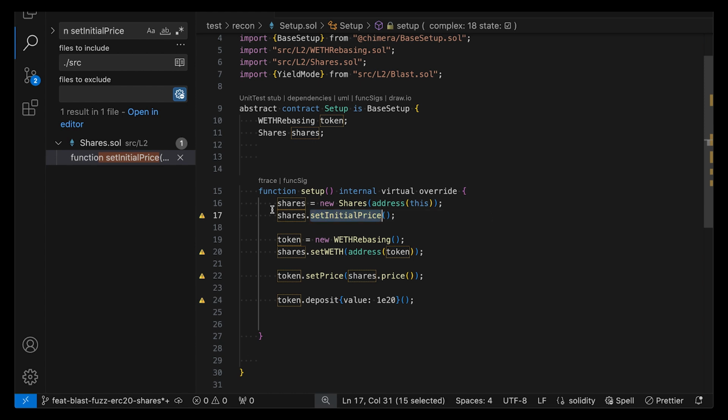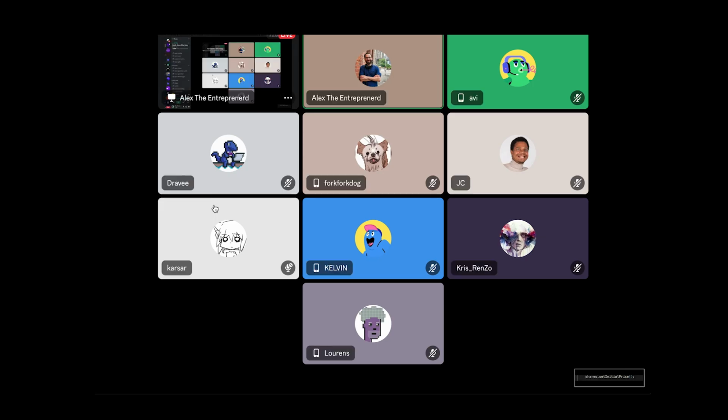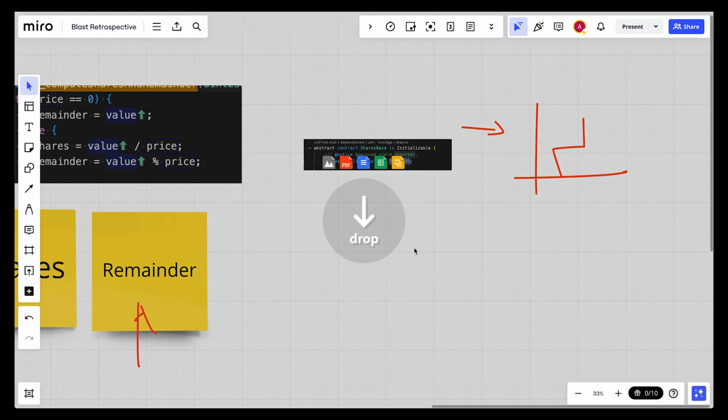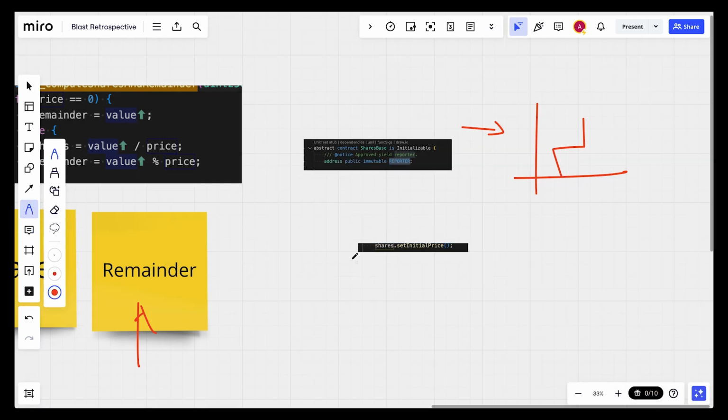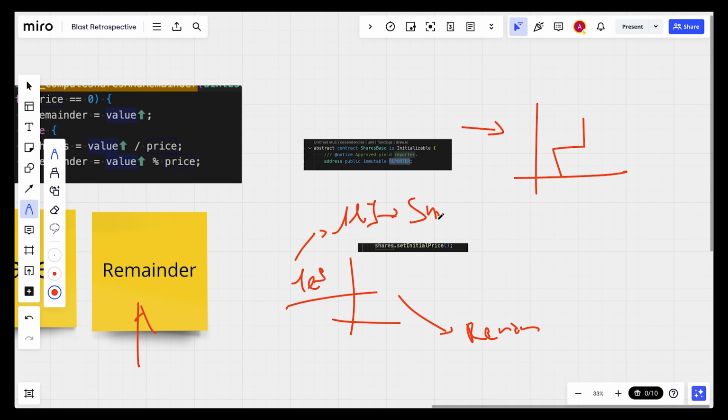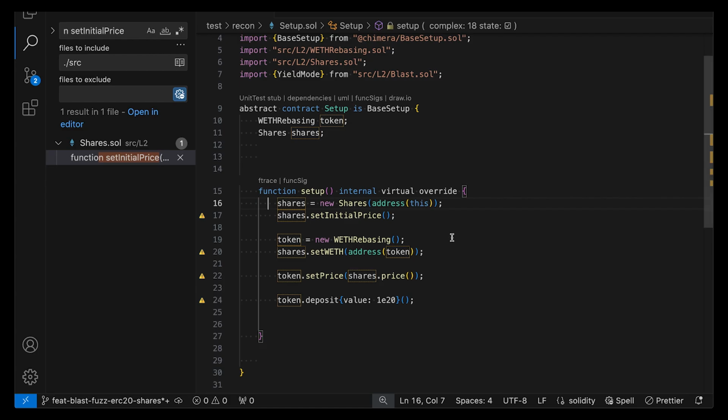So what does this mean to us? This means that anytime we do a deposit, if we do a deposit that is below 1e9, or there's a remainder that is below 1e9, that's going to be in our remainders. Whereas everything that is a multiple of 1e9, that's going to be in the shares. So that's why it's such an important thing to keep in mind.